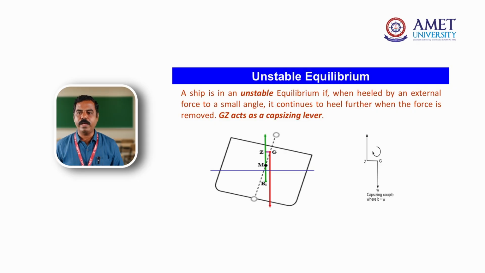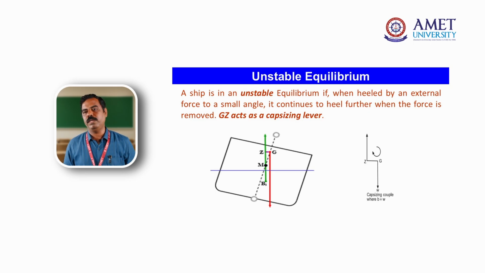As per this diagram, the green color is the buoyancy force, acting vertically upward. The red color one is the total weight force, acting in the downward direction through the center of gravity. The cargoes are loaded in the vessel, so due to the cargo loading, the G position lies above the metacenter.